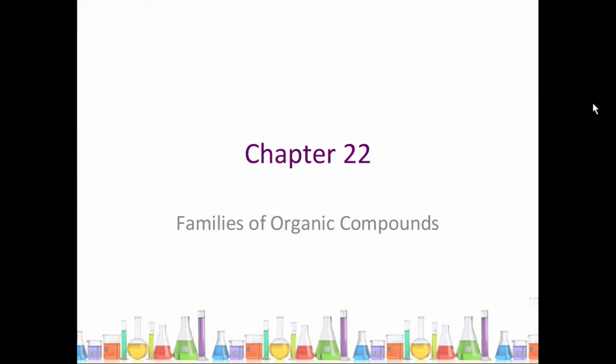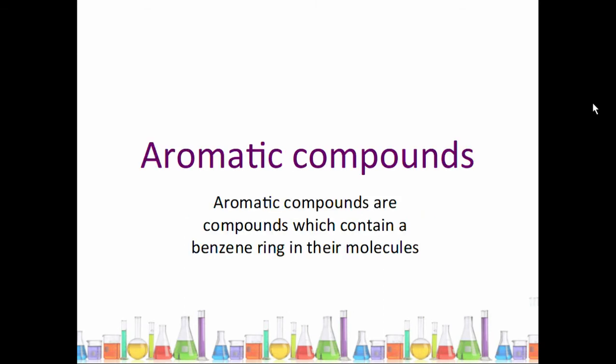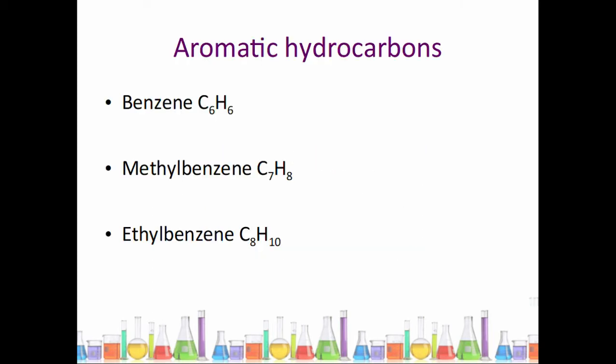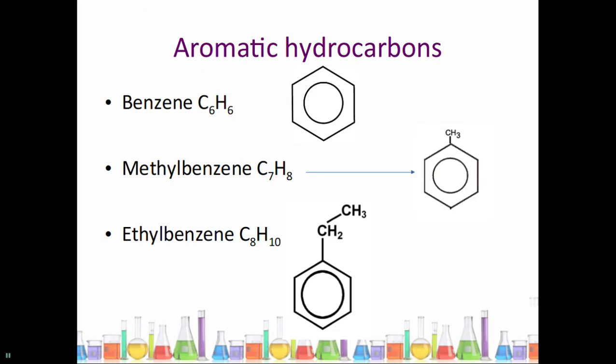Okay, so the end of chapter 22, we're just first going to go back over aromatic compounds, so compounds that contain a benzene ring, and go into a little bit more detail in a couple of parts. So a bit of revision from chapter 21, we looked at benzene, methylbenzene and ethylbenzene. So we have our benzene structure here that we'll revise in a second.